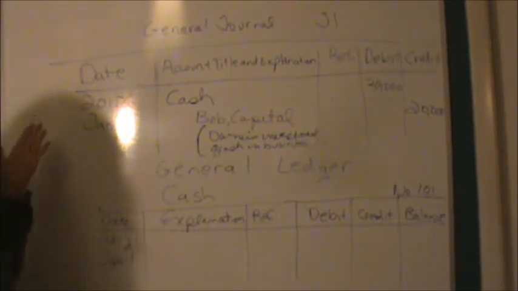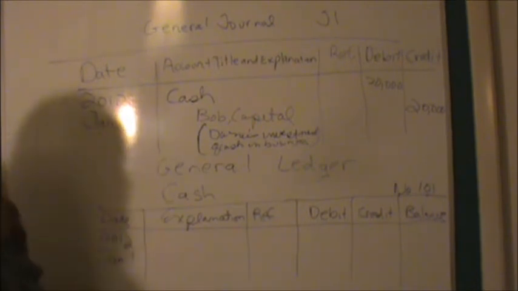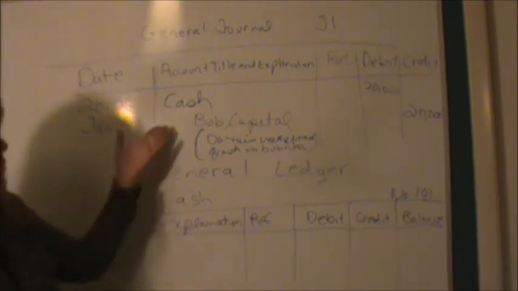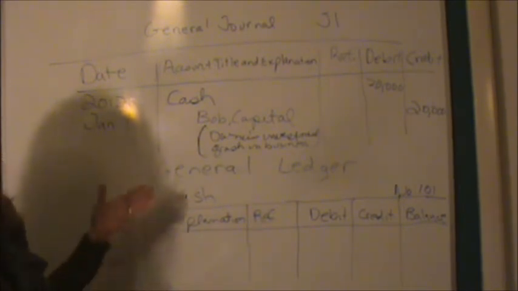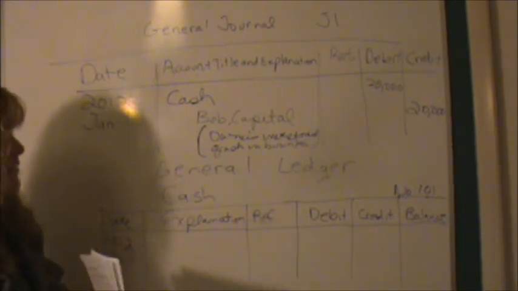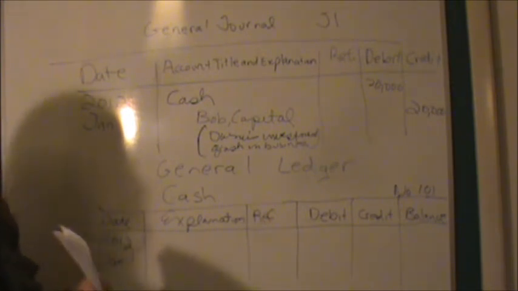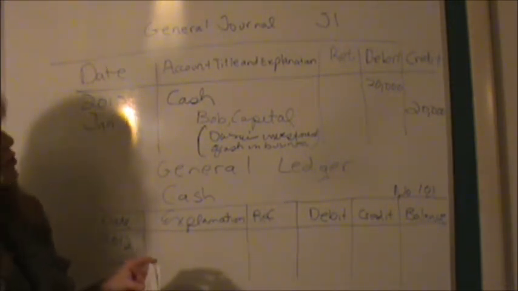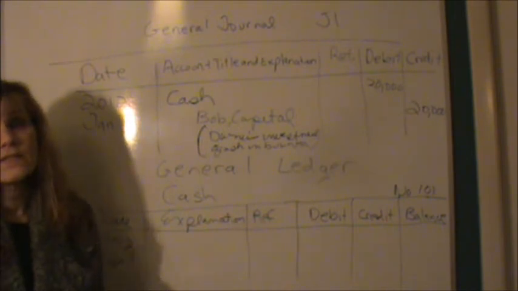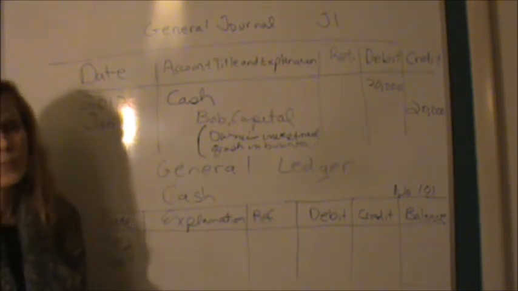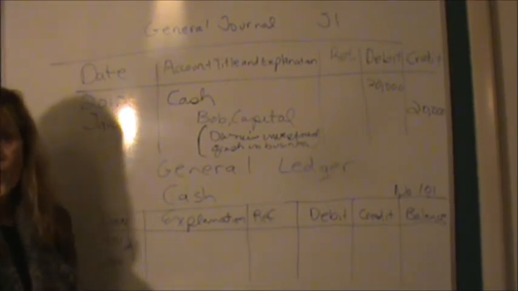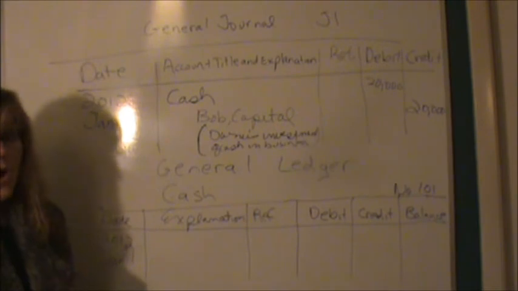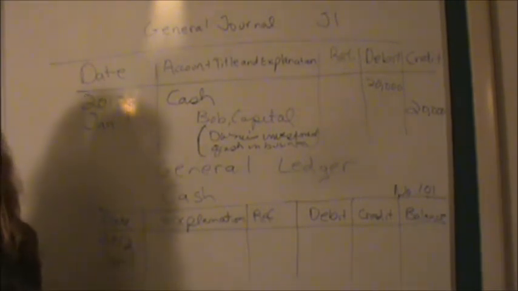So, if you notice on the general journal, we've got the date. I already put down the entry. We have cash, and that was debited for $20,000, and we have Bob Capital, that was credited for $20,000. And the explanation is an owner's investment of cash in the business. If you look at the top of that general journal, it says General Journal J1. That means this is the first page in the general journal. And the way the general journal is kept is it's just kept in chronological order. So as transactions are occurring, they're just all being written right in that general journal.